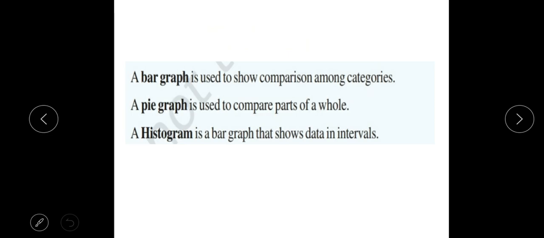Now, altogether, a bar graph is used to show comparison among categories. A pie graph is used to compare parts of a whole. A histogram is a bar graph that shows data in intervals.